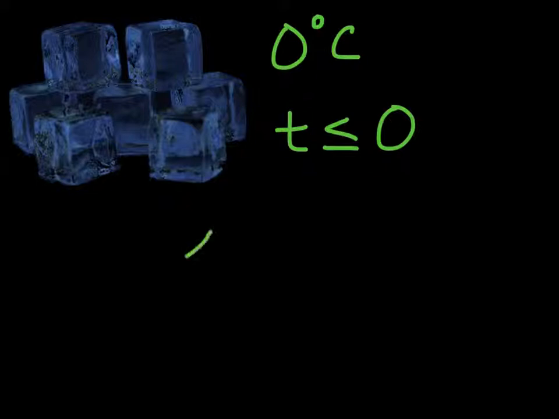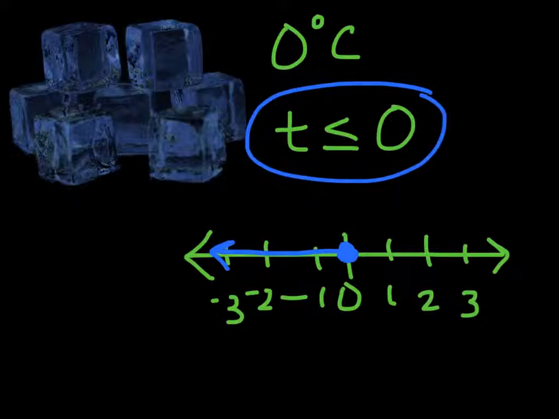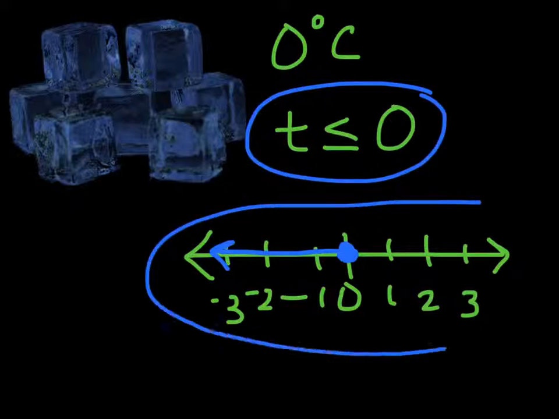We're going to graph our inequality by drawing a closed circle at 0, because 0 is included in our set that makes our statement true, and we'll draw an arrow to the left. So here are our two solutions. Here is the inequality, and here is the graph of the inequality.